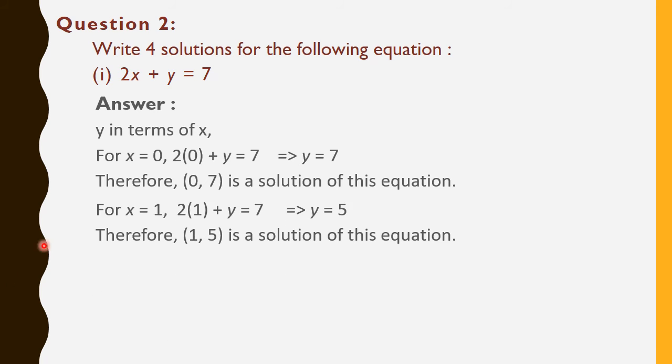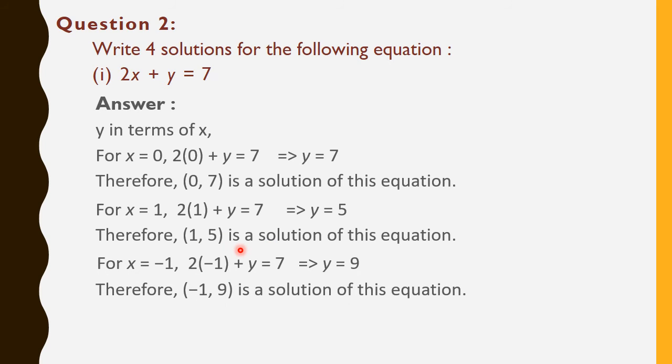The second solution can be for x equals 1. We will substitute the value and get y as 5. Hence, we can say (1, 5) is a solution of this equation. Similarly, if we put the value of x as minus 1, we will get the value of y as 9. We are putting this value in the given equation and getting the value of y. Therefore, (minus 1, 9) is a solution of the equation. The solution cannot be (9, minus 1) because for x equals 9, the value of y may not be minus 1.